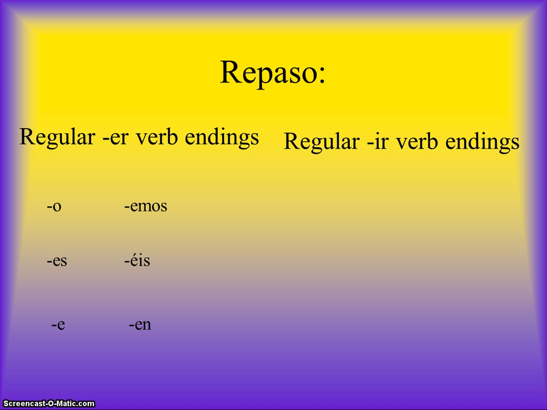The IR verb endings are very similar. O, es, e, but in the nosotros form, because it's an IR verb, we're going to have imos. And in the vosotros form, we are going to have ís with an accent. And then it goes back to en, just like the ER verb ending.